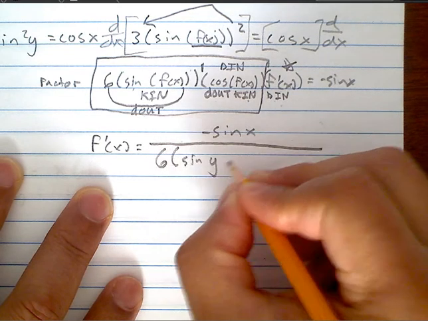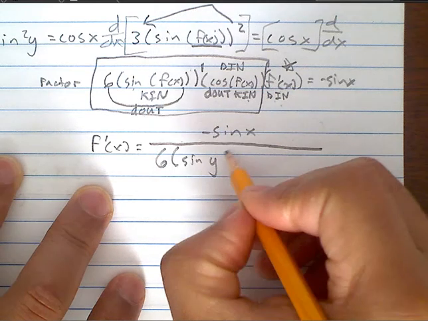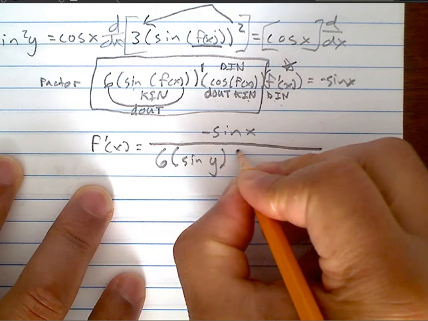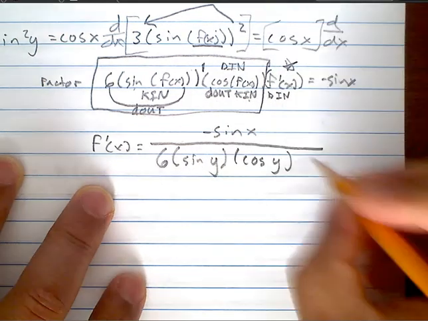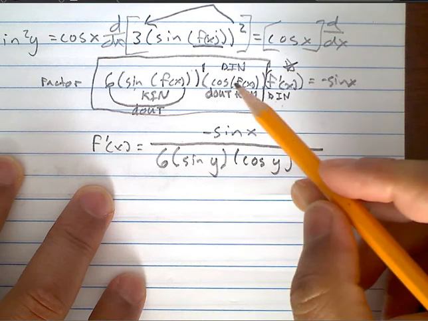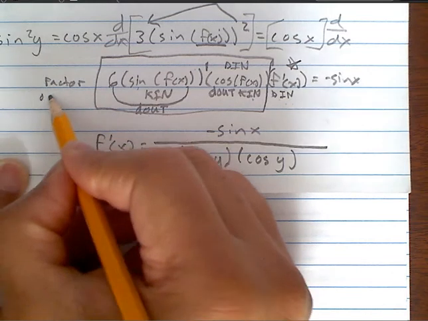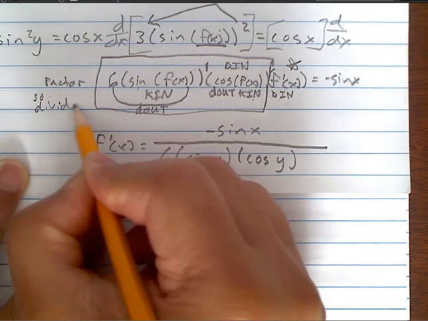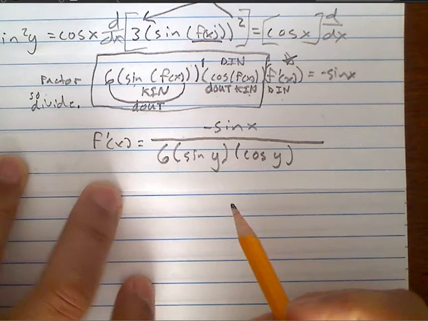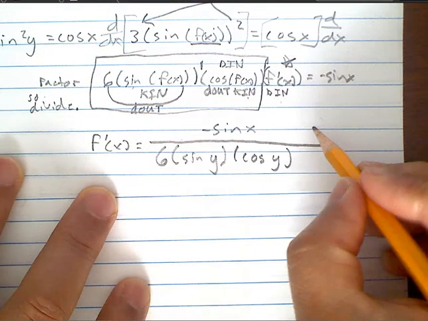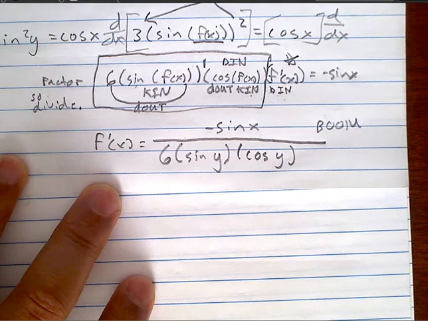And notice right now, instead of f of x, I'm going to use y, because it's easier to write. No other reason. And that's it. It's a factor, so I divide it. And now it's divided on the opposite side, and I have my solution. I think that one deserves a boom. Alright, moving on.